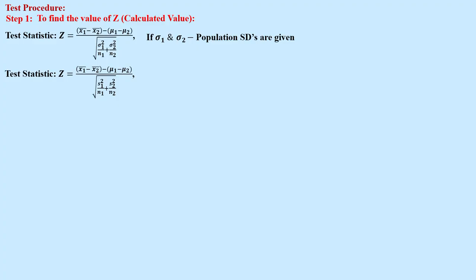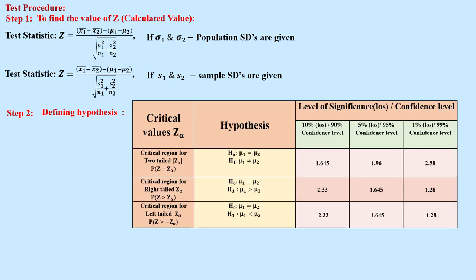Suppose we know the population standard deviation, then we have to use the first formula. Otherwise, instead of sigma 1 and sigma 2 we have to use the sample standard deviations s1 and s2. So the formula will be x1 bar minus x2 bar minus (mu1 minus mu2) by root of s1 square by n1 plus s2 square by n2. Next, defining the hypothesis, we know the standard results for two tail, then right tail, then left tail. So the table value is the same, right, like previous.